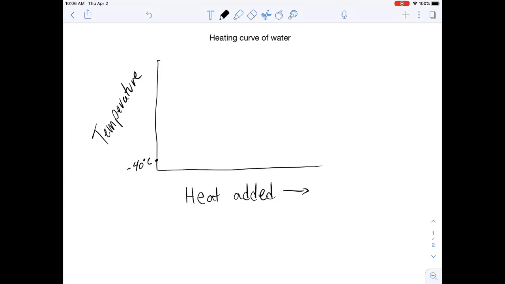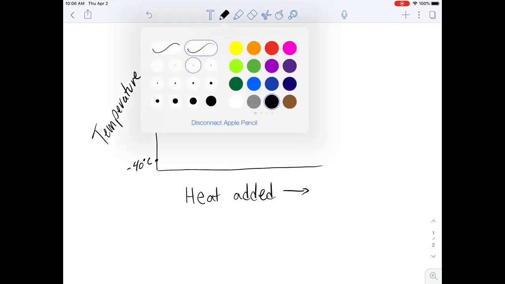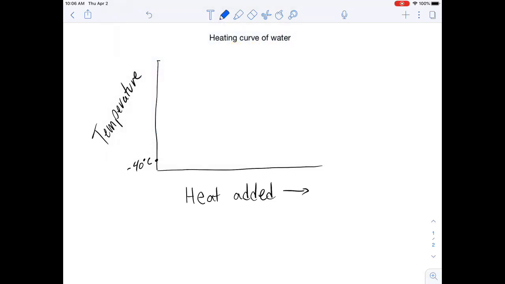So the state of matter at minus 40 will be ice. So I'm going to have ice that is being heated up, and it keeps getting heated up until it reaches 0 degrees Celsius. At 0 degrees Celsius, water starts to change.